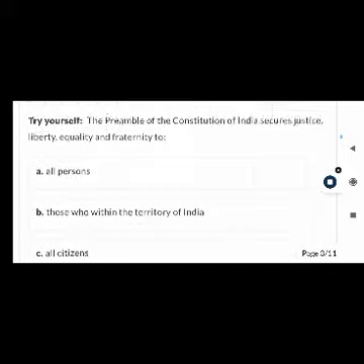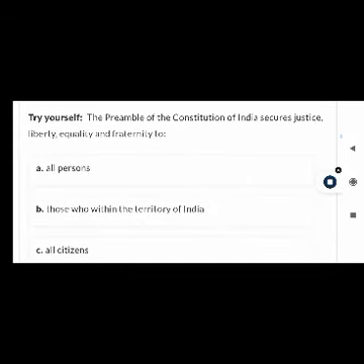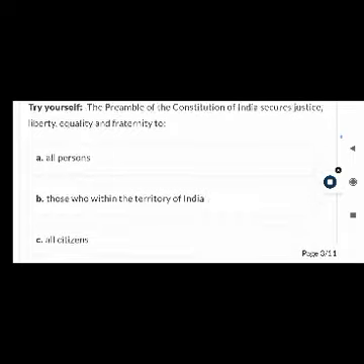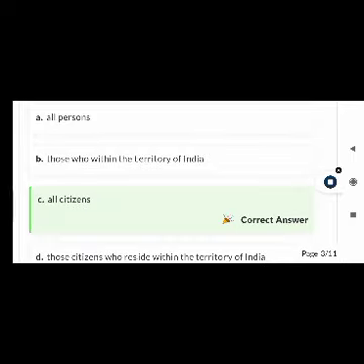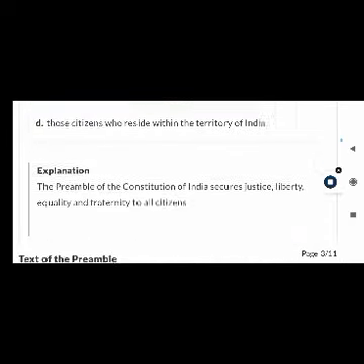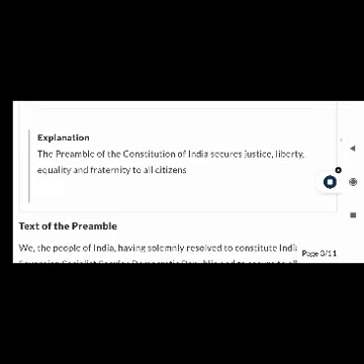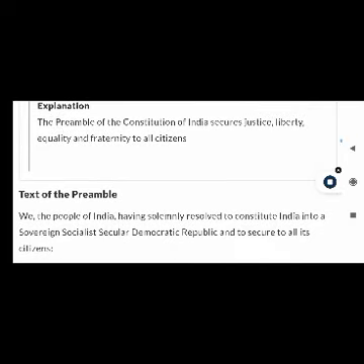Try yourself. The preamble of the Constitution of India secures justice, liberty, equality and fraternity to A. all persons, B. those who are within the territory of India, C. all citizens, D. those citizens who reside within the territory of India. Explanation. The preamble of the Constitution of India secures justice, liberty, equality and fraternity to all citizens. View solution.